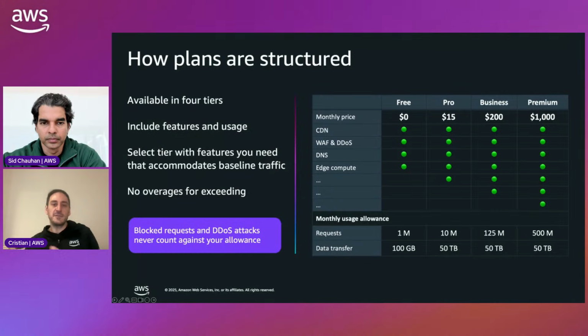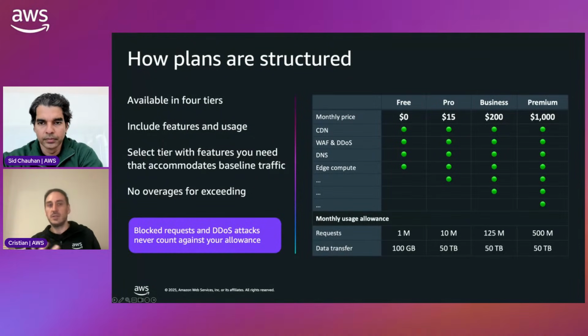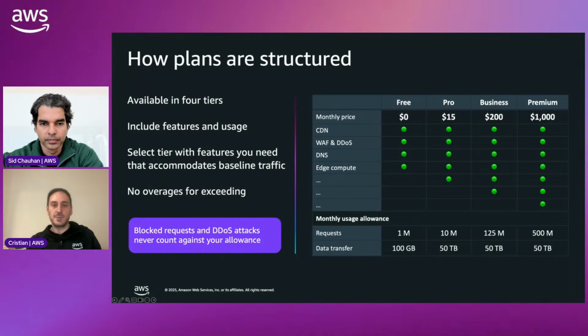So you'll pick based on the features and usage. But what the usage allowance means is we look at usage over a 2 to 3 month period. If you pick the pro tier and you're at 10 million requests and 1 month you go up to 15 million or 20 million or 30 million, that's not a problem. We'll continue serving your application. Everything's going to work as normal. You have access to all the features. And most importantly, you're still going to pay $15 per month, right? There's not going to be any overage charges.